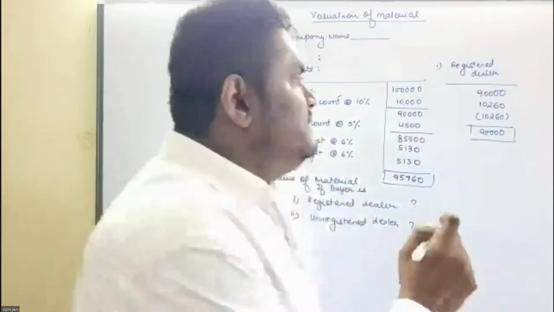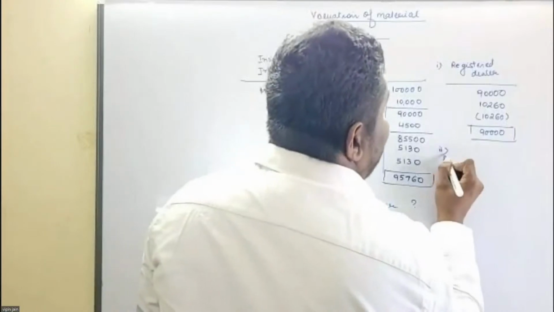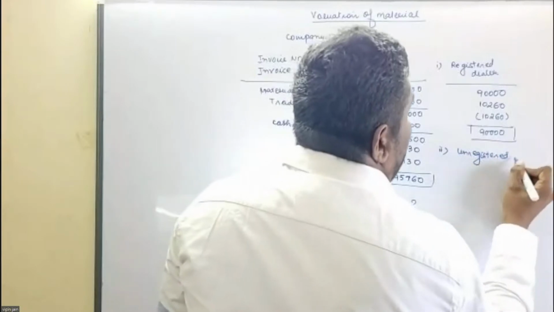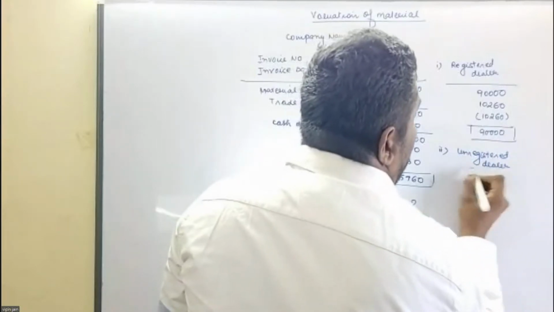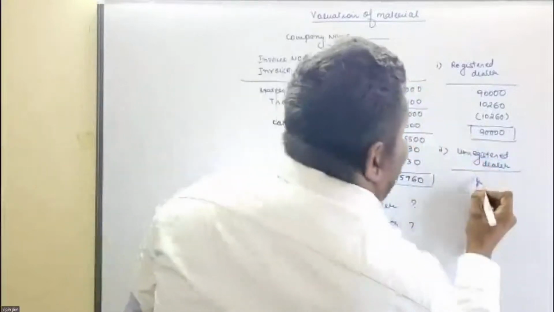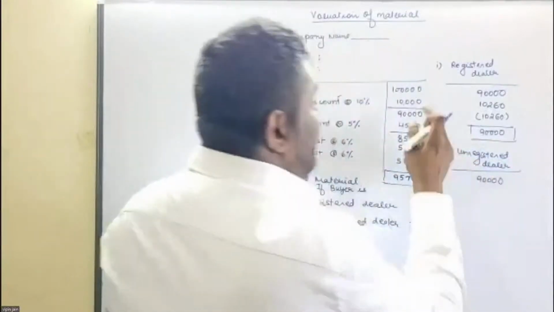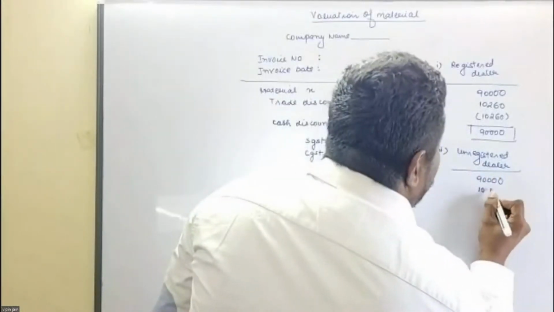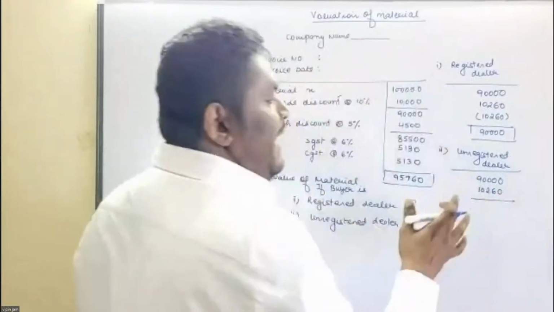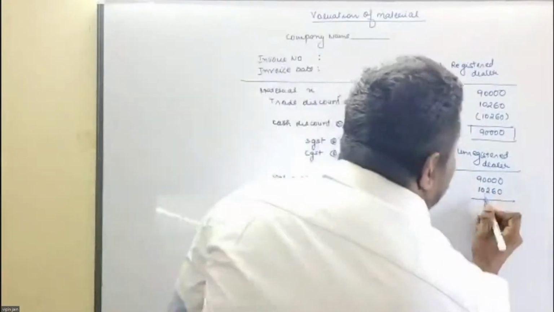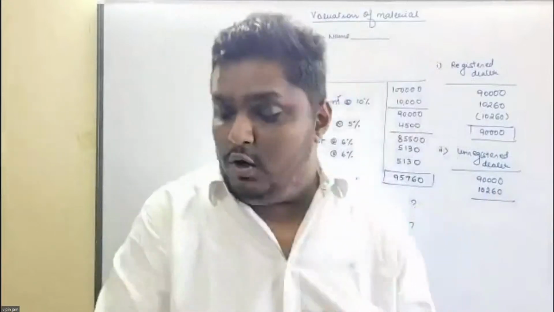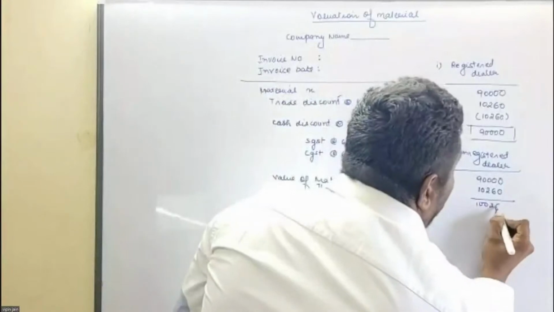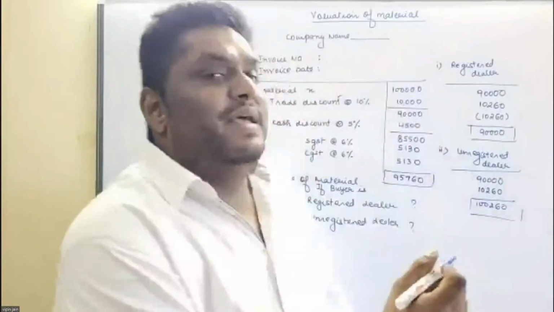Dilip Rathod, correct answer. When talking about the second part, that is unregistered dealer, 90,000 is the amount. Cash discount will not be deducted. How much GST has been paid? Very simple, 10,260. Am I getting the credit? No, I'm not getting the credit. So the total amount will be 100,260. This is the final amount.